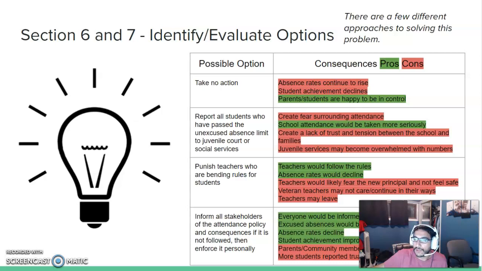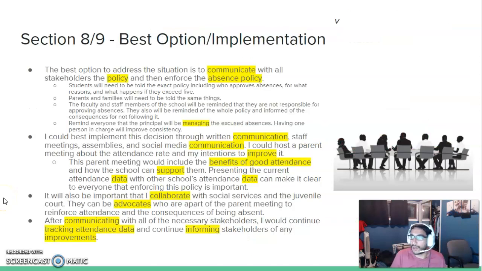Then slide 8 is the best option or implementation, which is to address the situation with all the stakeholders and to enforce the absentee policy. I could best implement this decision through written communication, through staff meetings, assemblies, and social media communication. Newsletters are a good way to do that, but just being able to communicate would be nice.